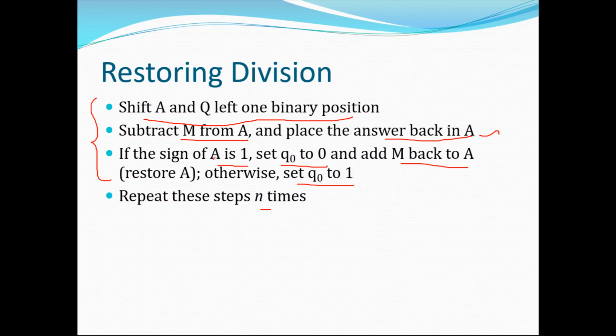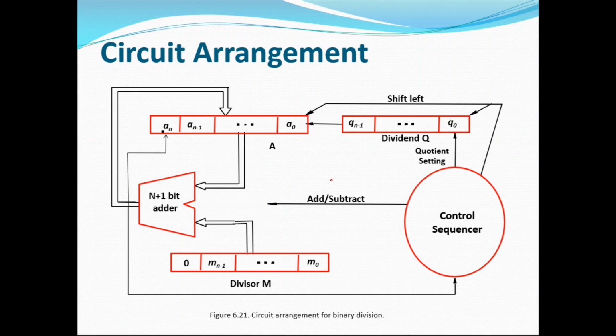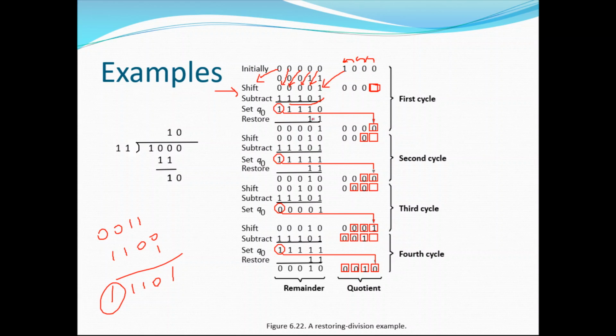Now what you have to do is check the sign bit. If the sign of a is 1, then set q naught to 0 and add m back to a, otherwise set q naught to 1. So in our case, the sign of a is 1, so q naught will become 0. This place which was previously empty, we are now filling it with 0.